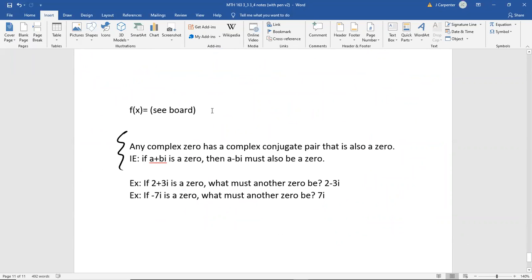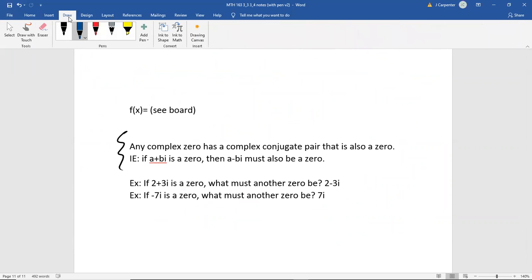And this C board is the same thing as previously. The a sub n x to the n plus a sub n minus 1 x to the n minus 1. I'm not going to write that whole thing for a fourth time. But this stuff right here, any complex zero has a complex conjugate pair that is also a zero. In other words, if a plus bi is a zero, a minus bi must also be a zero. Imaginary zeros always come in pairs.